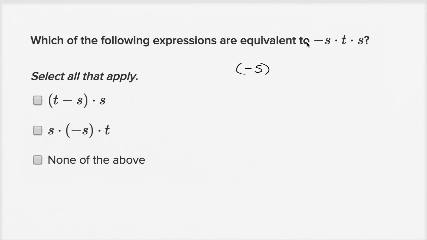Let me write it a little bit neater. We could view it as negative s times s times t. Do any of the choices look like that? Well, almost. Instead of saying negative s times s, this says s times negative s. And because multiplication, once again, I'm not a big fan of using the word because it sounds complicated, but it's commutative. A times b is the same thing as b times a.